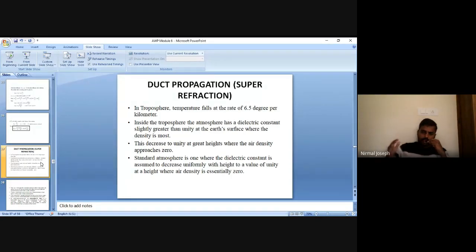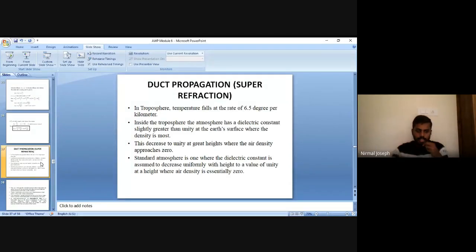That is understandable. As we move to greater heights, air density becomes less, and the dielectric constant keeps on reducing toward unity, and at greater and greater heights it can even approach zero based on the air density. This is called a standard atmosphere. A standard atmosphere is one where the dielectric constant is assumed to decrease uniformly with height to a value of unity, or it can reduce up to zero. This is a standard, or ideal, atmosphere.